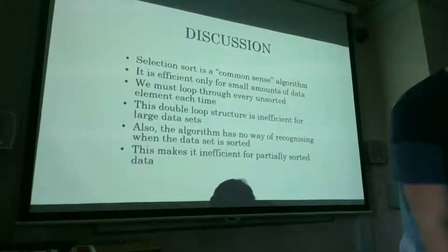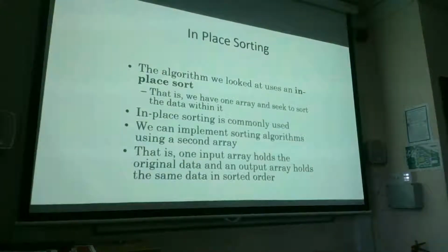What is worth noting is that selection sort and all of the algorithms we're going to look at are what are called in-place sorting algorithms. And what in-place sorting algorithms basically means is we start off with one array and we do not need to create a second array to hold our new values in. We sort the values within the array that we're given.